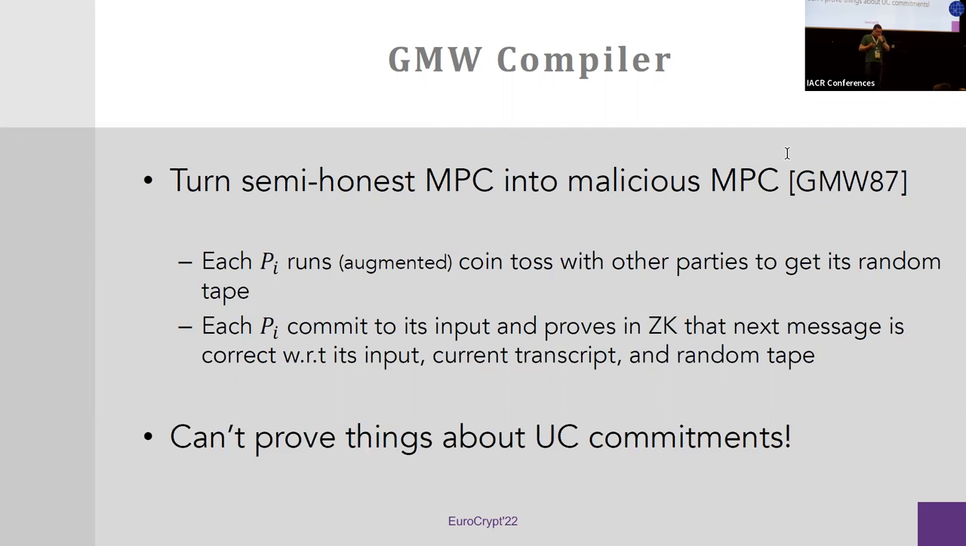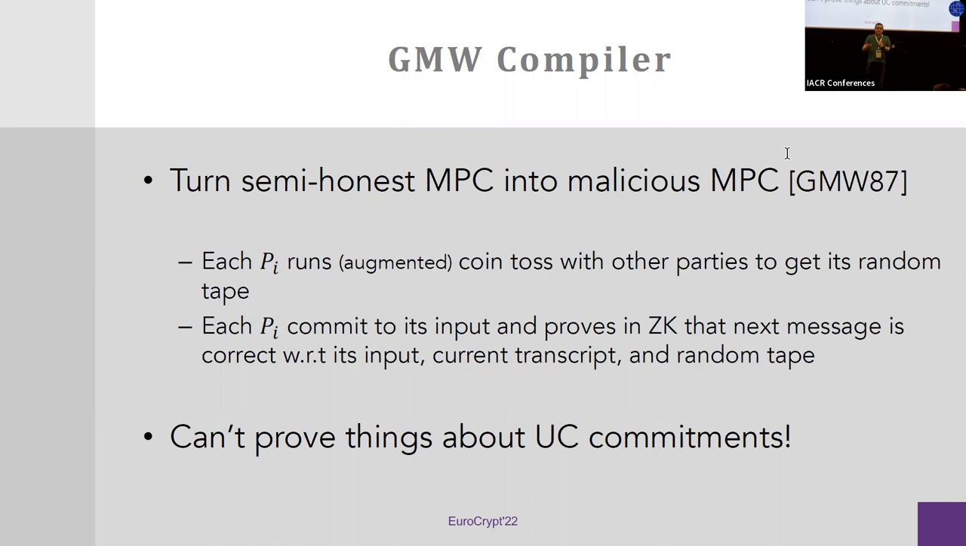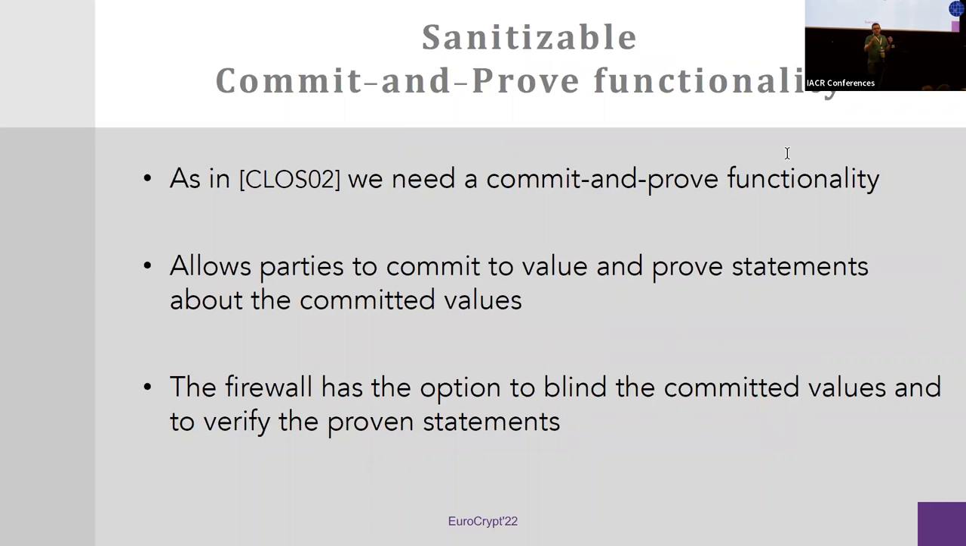So one difficulty that we have is that we cannot prove things about UC commitments, because there's no notion of having a bit string that we can prove a statement about. So we cannot just use the commitment plus the coin toss and build it directly. We need a larger commit and prove functionality that does commit and prove inside of one functionality.